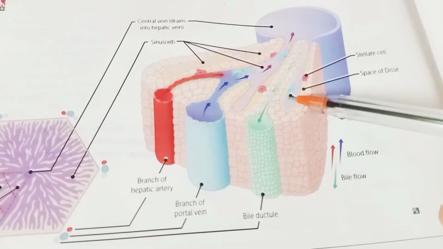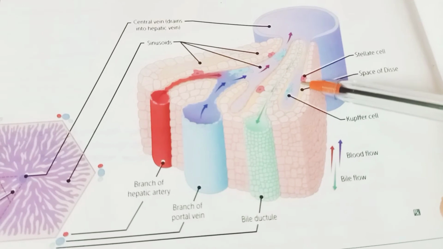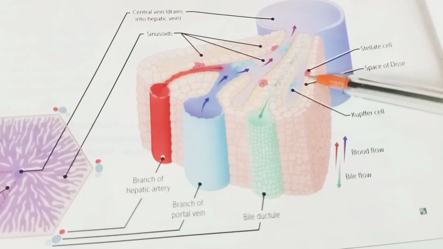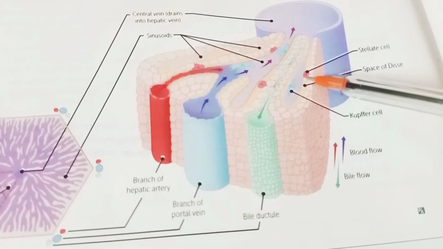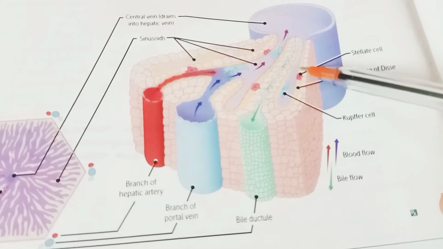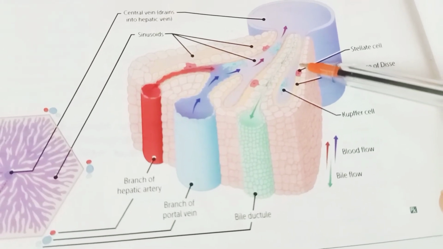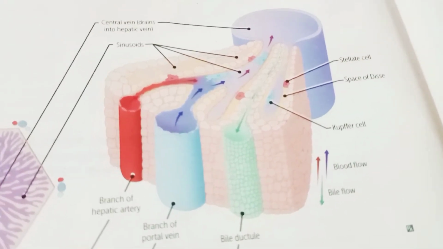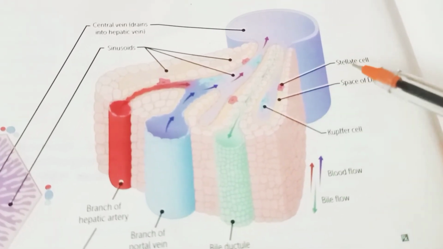Next, coming to hepatic stellate Ito cells. These are the Ito cells which are present in the space of Disse. This is the space of Disse. Here they store vitamin A when they are quiescent, but they can produce extracellular matrix and cause fibrosis in the case of hepatic fibrosis. That is the stellate cells. They are responsible for hepatic fibrosis, especially in the cirrhosis condition of the liver.